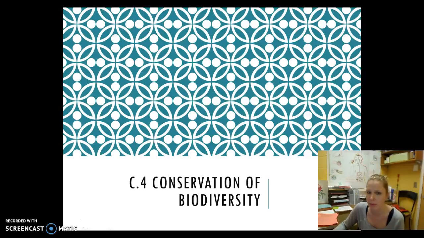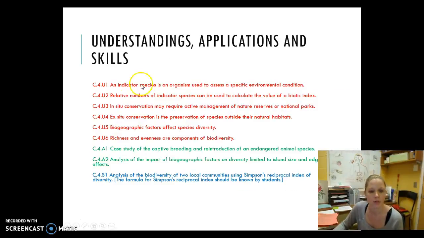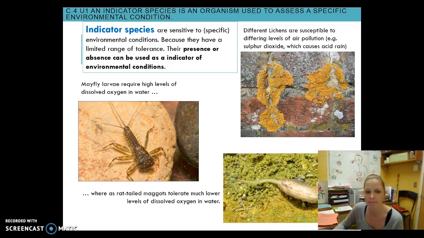conservation of biodiversity. Remember that biodiversity means bio means life, diversity is the amount of organisms that are living within that area, okay? You have 6 understandings, 2 applications, and 1 skill. And the 1 skill is to be able to use or analyze the Simpson's reciprocal index of diversity, which clearly looks at the diversity of a region, right?